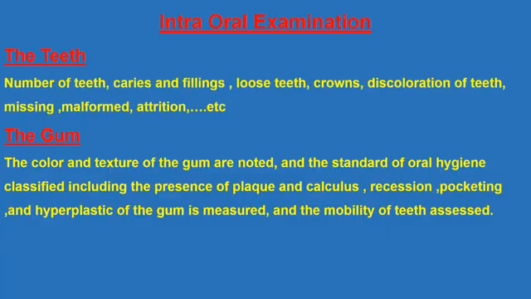Now we move to the intraoral examination. After finishing the extraoral examination, the intraoral examination involves examination of teeth, about number of teeth, caries, fillings, loose teeth, crowns, discoloration of teeth, and etc. Also include examination of the gum. The color and texture of the gum are important to note, and the standard of oral hygiene is classified, including the presence of plaque, calculus, recession, and poking, and hyperplasia of the gum is measured. Also, the mobility of the teeth should be evaluated.